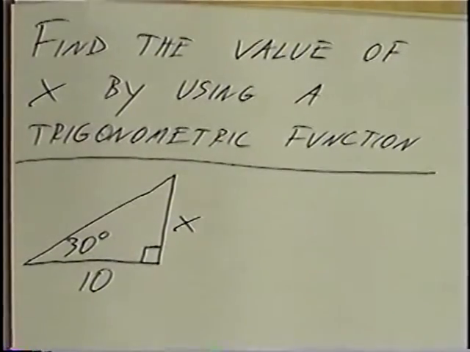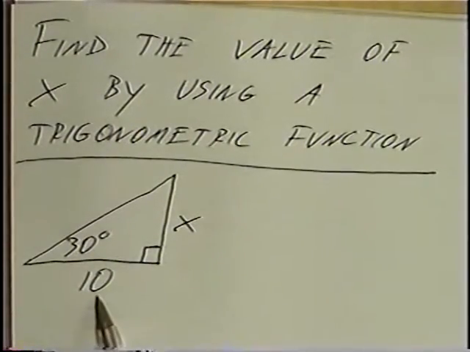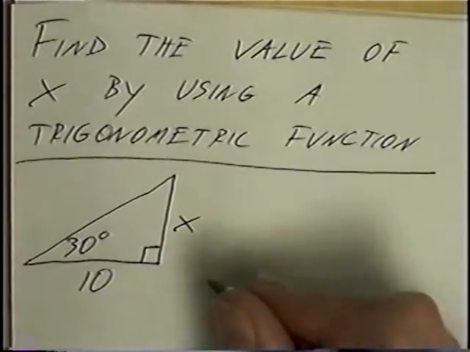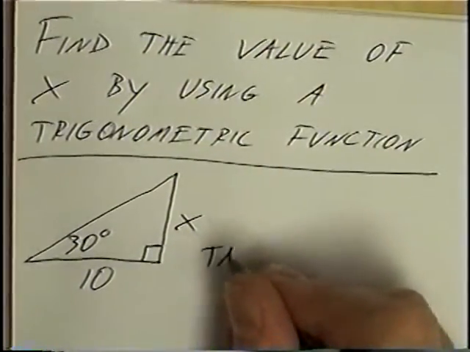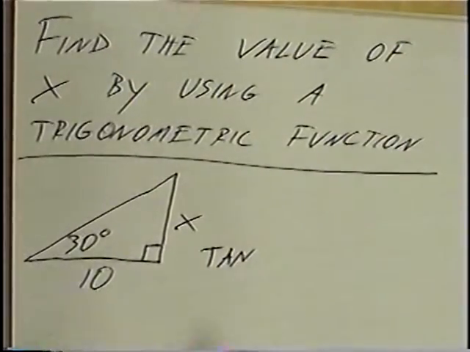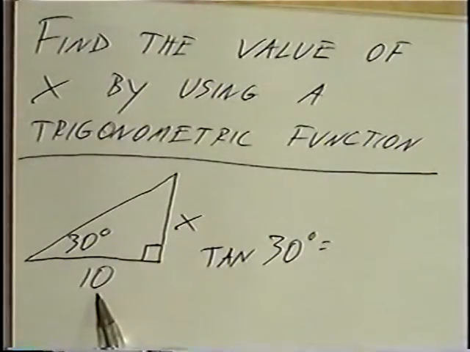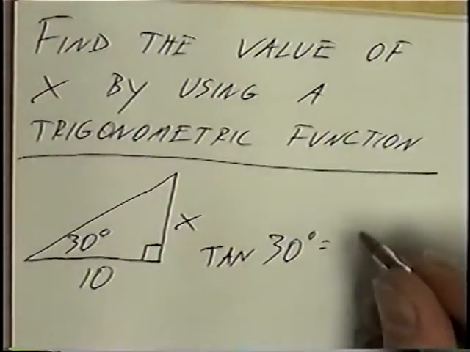Looking at the given information from the angle, we know the opposite side from the angle is what we're looking for, and we also know the value of the adjacent side. So using the opposite and adjacent sides, the trigonometric function would be the tangent function. If we take tangent of 30 degrees equals the opposite over the adjacent, or in this case x over 10.